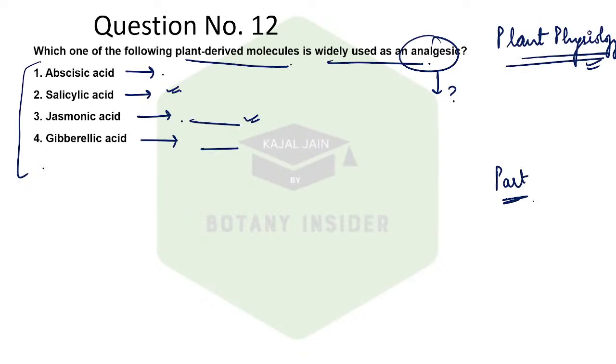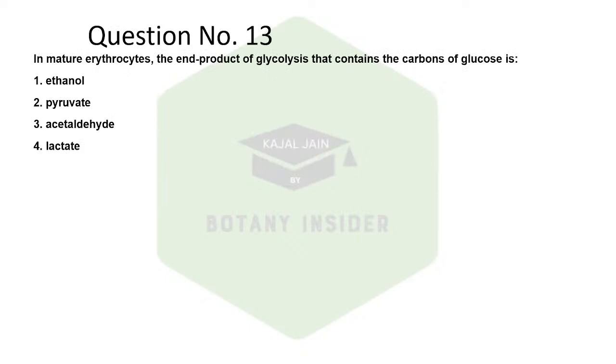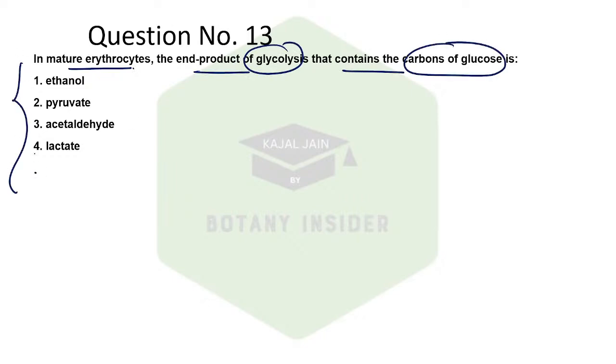I hope this particular thing is clear. Let's move on to the next question. In mature erythrocytes, the end product of glycolysis that contains carbon from the glucose is... Give it a try. Again, very simple question. Give it a try, everyone.